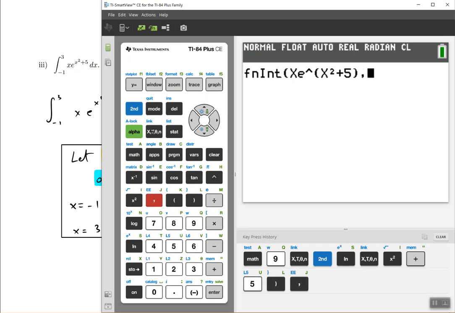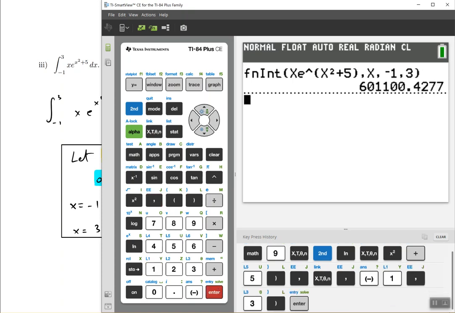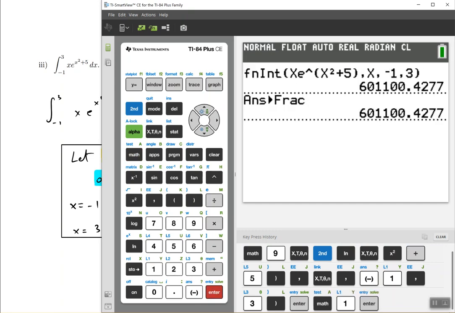Then I'm going to tell the calculator I'm integrating with respect to x from -1 all the way to 3. And if you click enter, it will say some random decimal. And if you try to do a fraction, the calculator will not be able to do that. That's because the answer cannot be written as a fraction. So that's the end of this problem.